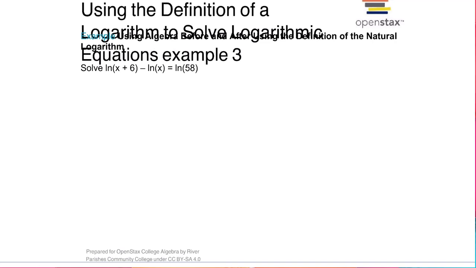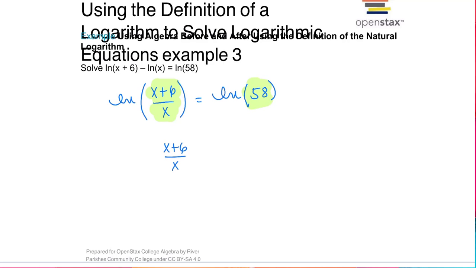All right, let's look at this one. Natural log of x plus 6 minus natural log of x equals natural log of 58. So we can see we have a common base of e, but we need to combine the ln's on the left so that we can write it as one log. So we're going to use the quotient rule: ln of x plus 6 over x equals ln of 58. So that means that x plus 6 over x must equal 58. And then we're going to solve.